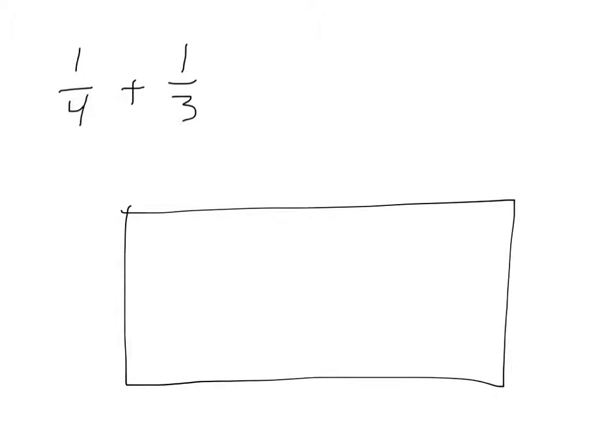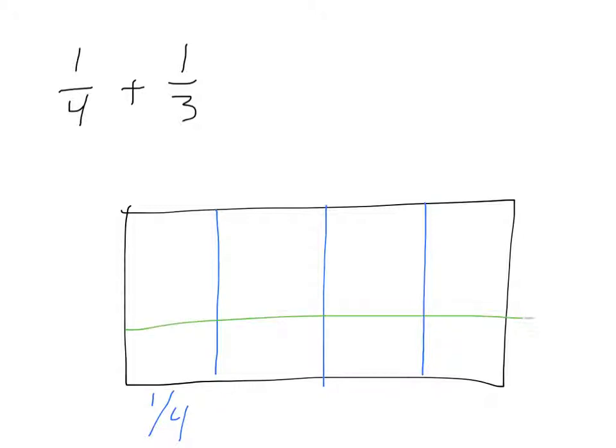The first thing I'm going to do is split it into fourths vertically. So I have 1/4, 2/4, 3/4, and 4/4. I know that this section is 1/4, and we're going to go from there. Then I am going to split it into thirds horizontally. So now I have 1/3, 2/3, and 3/3. I'm going to write 1/3 so that I remember that.